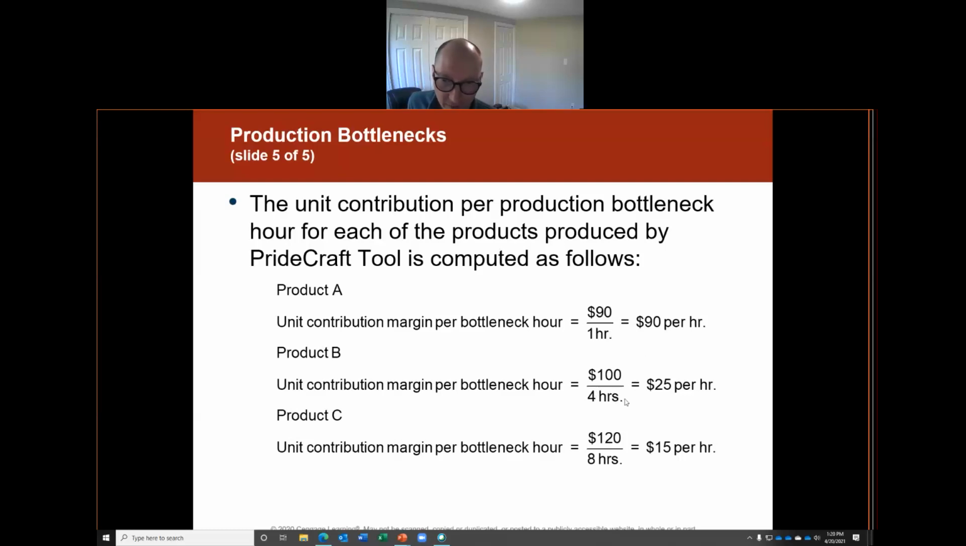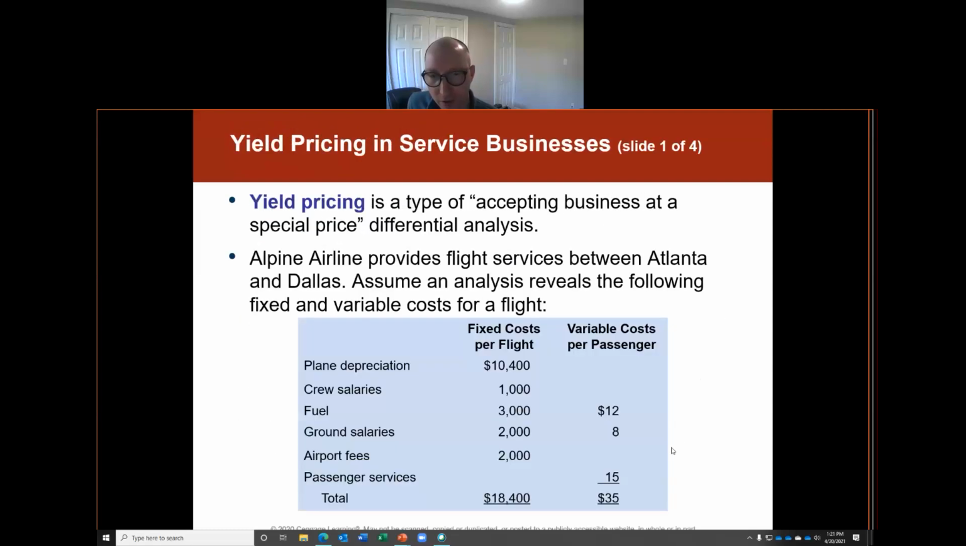Product B was $100 divided by 4, that's 25. Product C is 120 divided by 8, is 15. The higher the contribution per bottleneck hour, the better. This leads us to one of our last concepts. It's called yield. Yield is how much utilization I am getting from the sale of additional units.